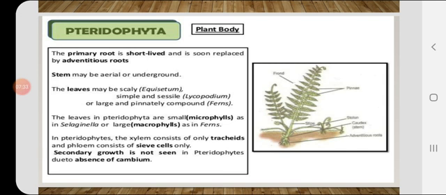In pteridophytes, the xylem consists of only tracheids and the phloem consists of sieve cells. As I have told you, this is the first vascular plant, that means they show xylem and phloem. But among that xylem and phloem, xylem shows only tracheids and phloem shows only sieve cells. Secondary growth is not seen in pteridophytes due to the absence of cambium.